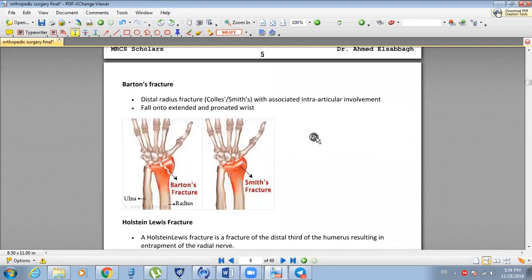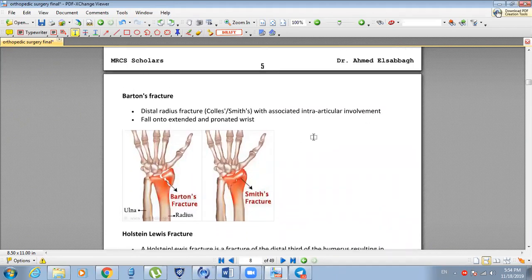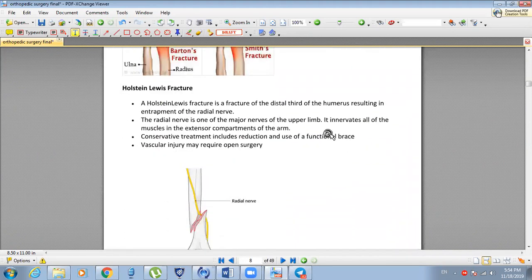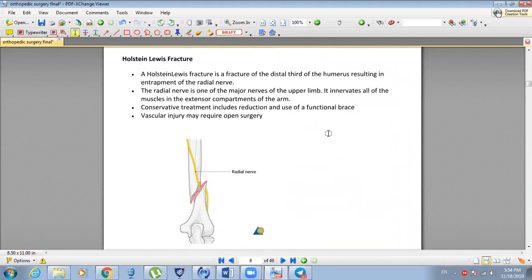This is about Barton fracture. Barton fracture is a distal radial fracture associated with intra-articular involvement.